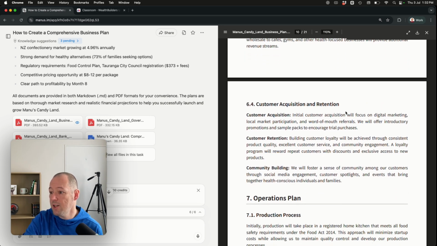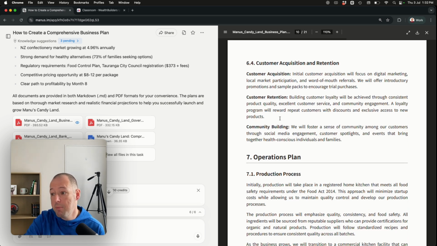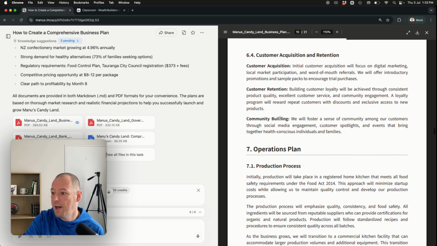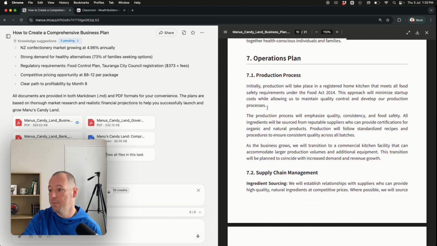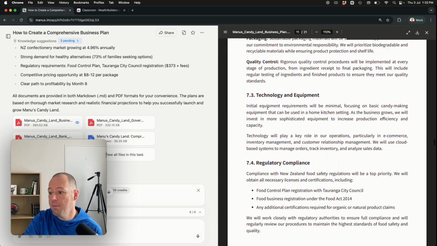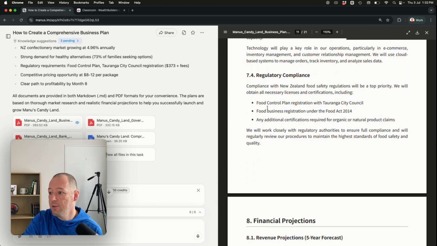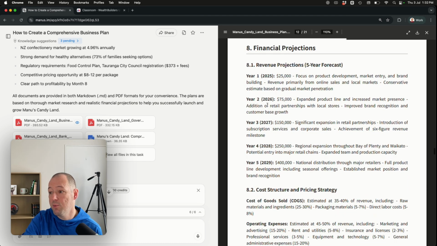Customer acquisition and retention: how to acquire new customers, how to keep your customers being your customers, and then the whole community building around it. I'm so excited about this. Wow, that's a business. Operations plan, production process, supply chain management, technology and equipment, the whole regulatory stuff and compliance, financial projections, our revenue projections: 25,000 for the first year, 75 for the second year, 150, 250, 400,000.